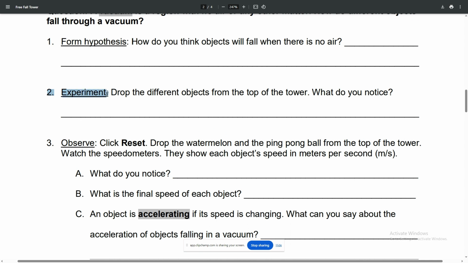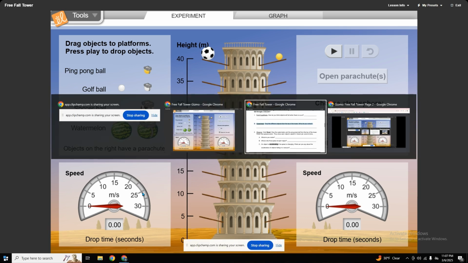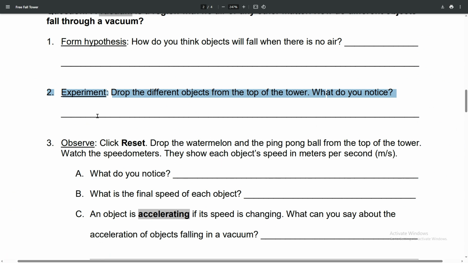Question two. Experiment. Drop different objects from the tower. What do you notice? So in question two, what they want you to do is drop different objects at the same place and run the experiment and see what happens. I don't want to do this right now. I want you guys to go through it at the same time. Make sure you're looking down at the speed as you're dropping them and see if there's any difference in speeds or if they're the same. Write down your observation of what you saw.